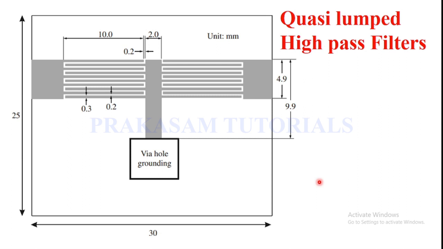Here, in this inductor and capacitor element, the interdigital capacitor is determined with this approach, comprising 10 finger elements. I am considering 10 finger elements: 1 2 3 4 5, and on this side another 5, 5 plus 5 is 10 finger elements, each of which is 10 mm in length, with a width of 0.3 mm and a spacing of 0.2 mm. So now open HFSS software.